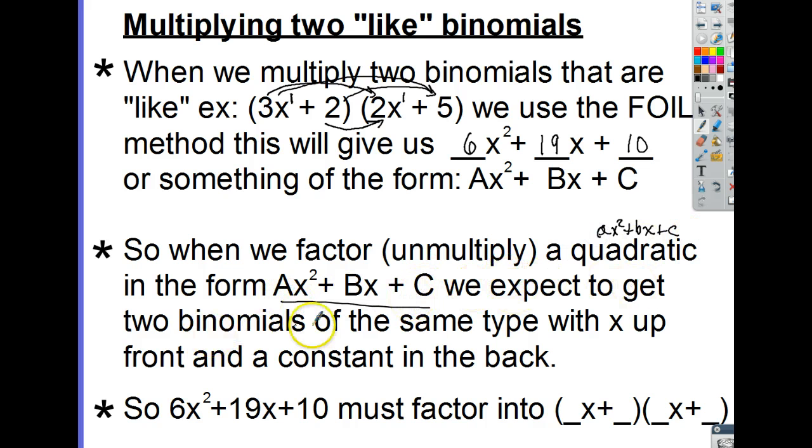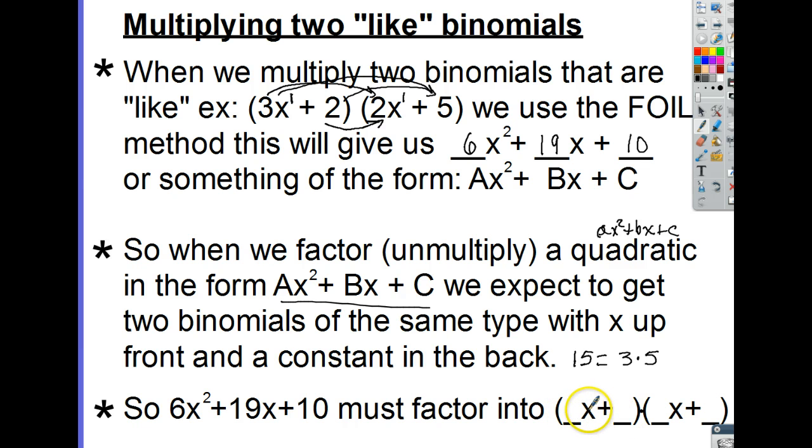Okay, we expect to get two binomials of the same type with x up front and the constant in the back. So if we took 6x squared plus 19x plus 10 and we wanted to factor it, remember that if I told you to factor 15, one correct answer would be you would give me 3 times 5. Okay, so when you factor something, you write it as a multiplication problem. So here's our multiplication sign down here, and I know if it's a trinomial, then it's probably going to be the product of two binomials. Now what I need to know is, what are the numbers?